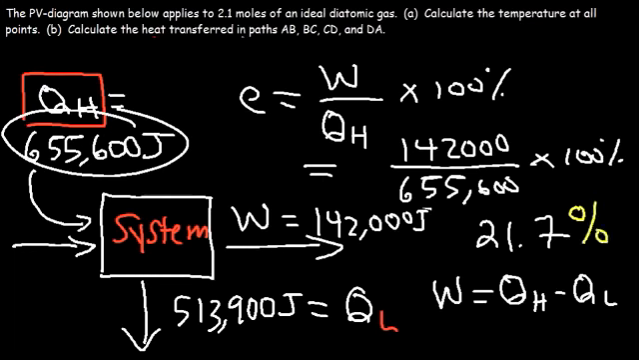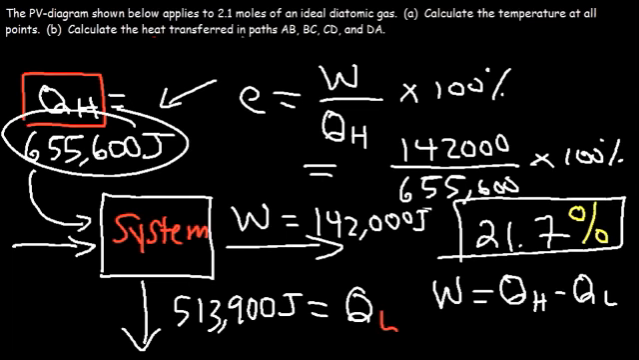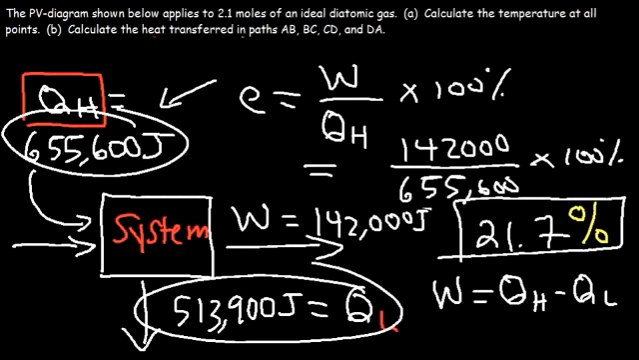So what this means is that this particular system can take 21.7% of the heat energy that is transferred to it and convert that heat energy into useful mechanical work. The other 78.3% is lost to the environment, which is a lot of energy that's lost. So these devices are not very efficient, but nevertheless, you can still use it to perform useful mechanical work.